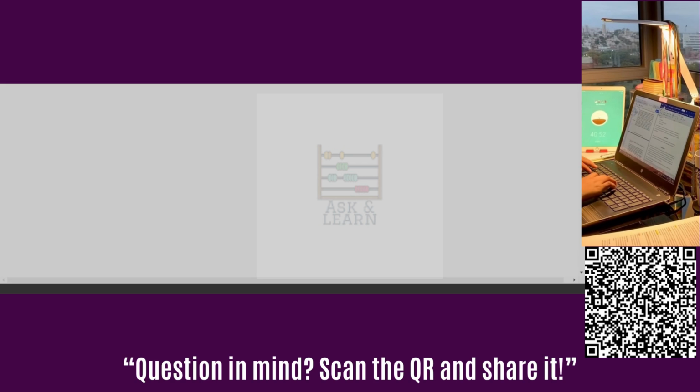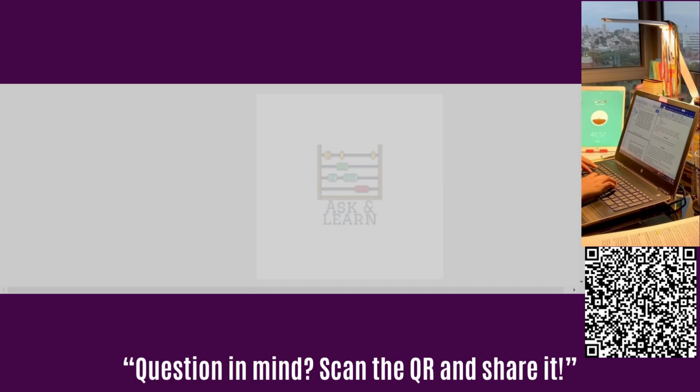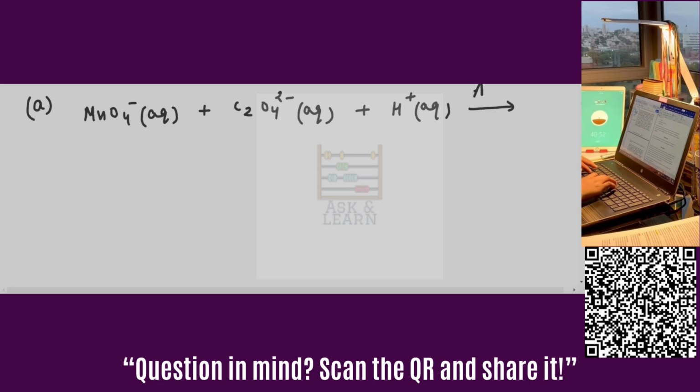So in this question, we balance the net ionic equation of the following reaction in acidic, basic and neutral medium. For part A, the reaction is MnO4 minus aqueous will react with C2O4 2 minus aqueous. This reaction takes place in the acidic medium, so I am using H plus aqueous. Here I write acidic, and the product formed for this reaction is Mn2 plus aqueous plus CO2, that is in gas form, plus H2O liquid.